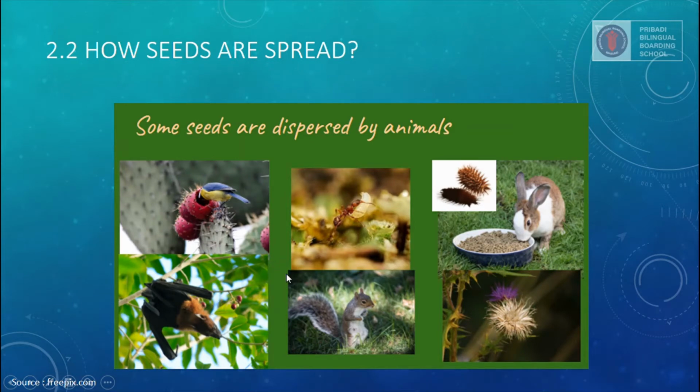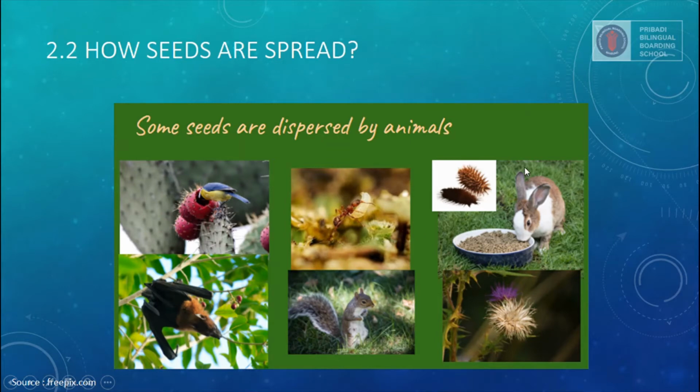Some animals also carry the seeds to their places, like the ants, they carry the seeds into their holes, and they collect them. The squirrel also collects the seeds underground. They dig a hole and put the seeds there. Sometimes when they forget to take the seeds, the seeds will grow if the conditions are right.